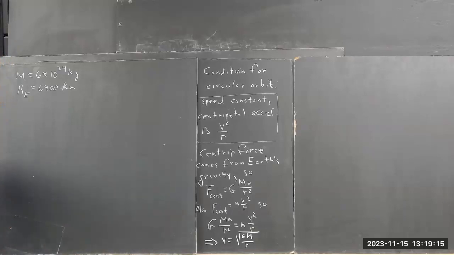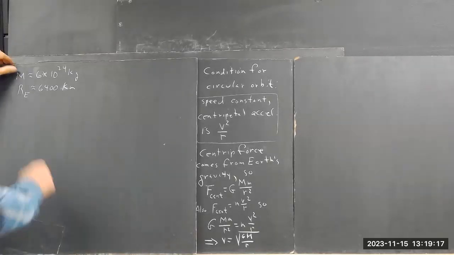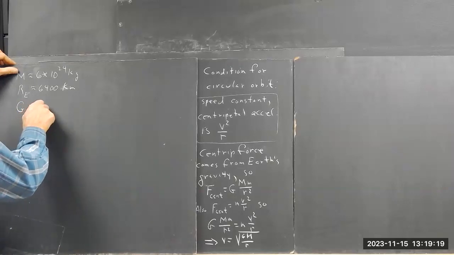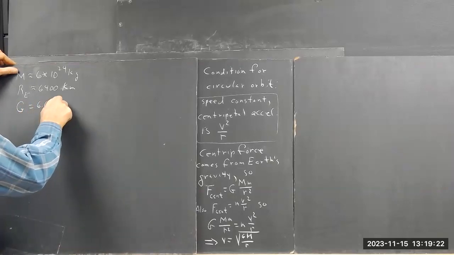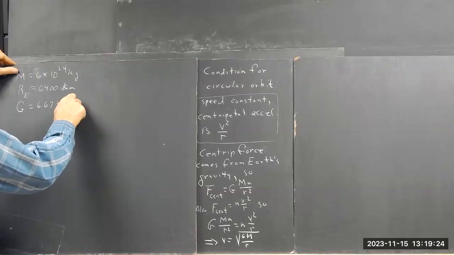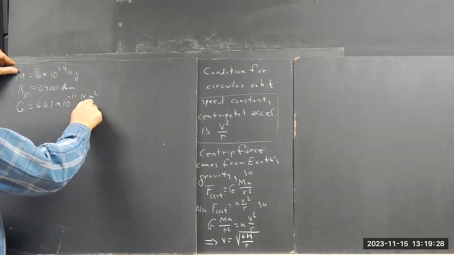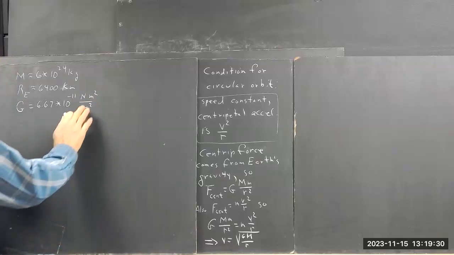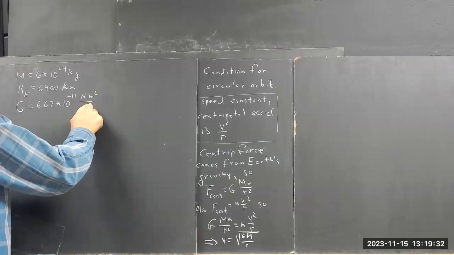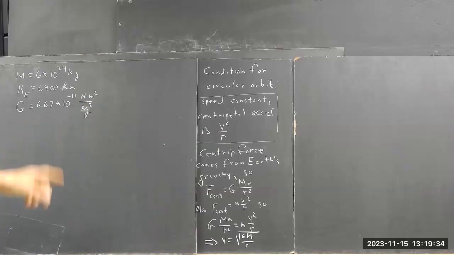Okay. And G, I said what it was last time. I never wrote it down. Actually, I think I did know. Okay, there's your value of G. So it becomes pretty easy to figure out the speed of your orbit.